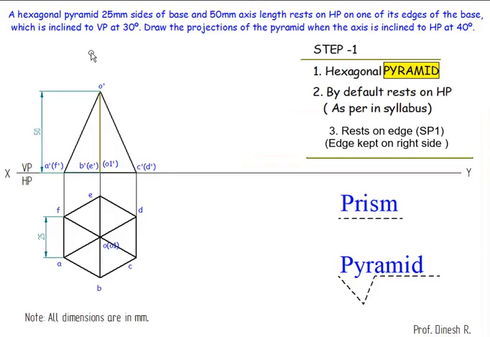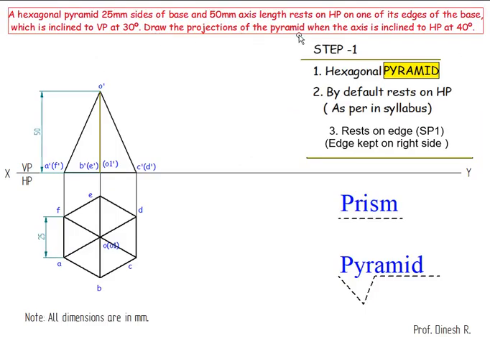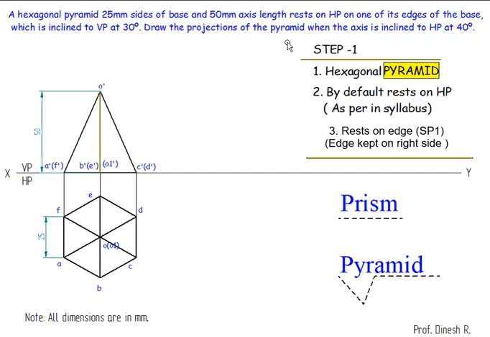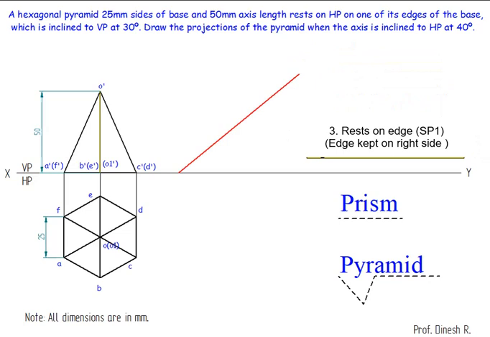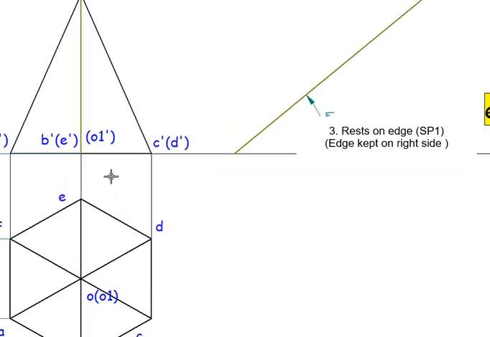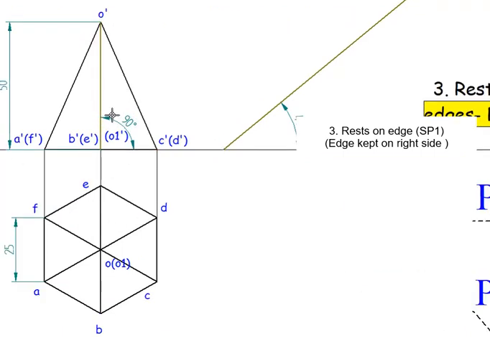So one of its edges means I have to keep the edge on the right side. So next step is, which is inclined to VP. So this is the third step. Draw the projection of the axis when the axis is inclined at 40 degrees with respect to HP. So this axis length I am able to maintain as 40, but I cannot take this measurement and cut the point to locate it, which is going to be difficult. So what we need to do is make this front view where the axis is going to be inclined 40 degrees. And one more thing, whatever we are going to be solving is going to be the regular solid where this axis is exactly perpendicular to the base.